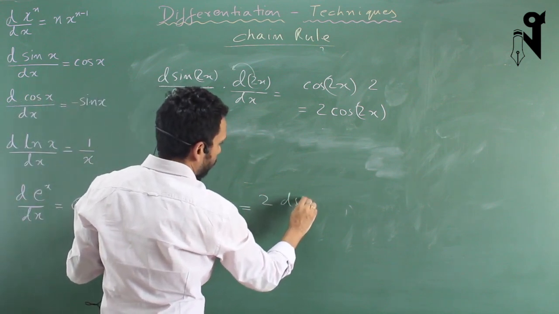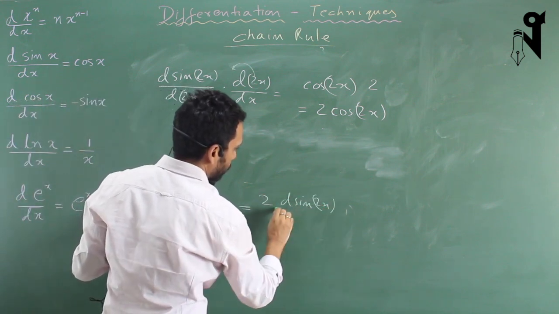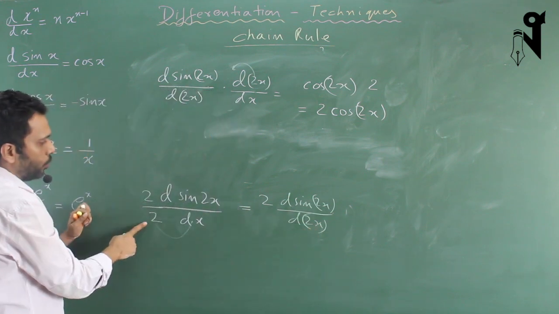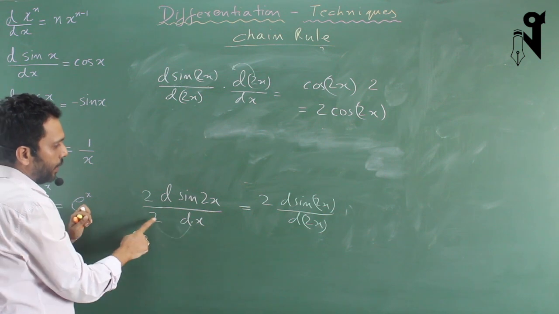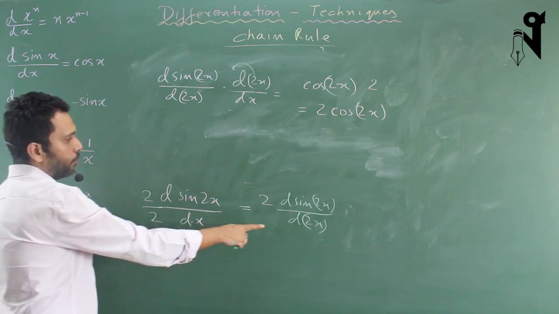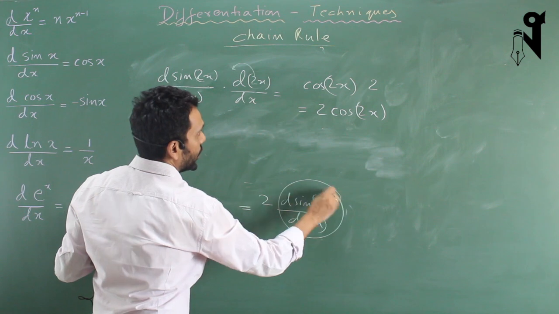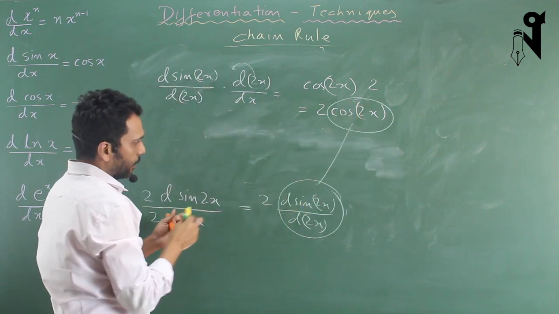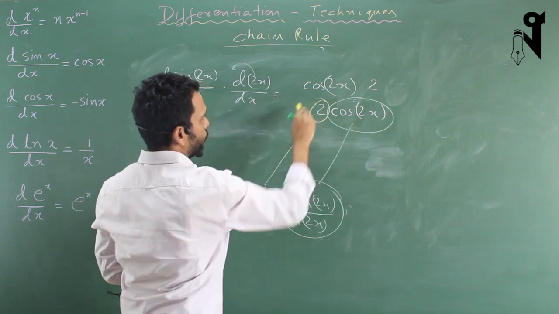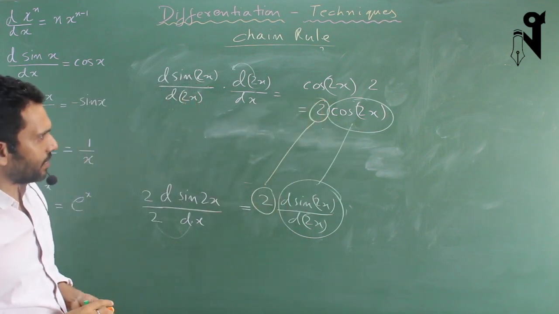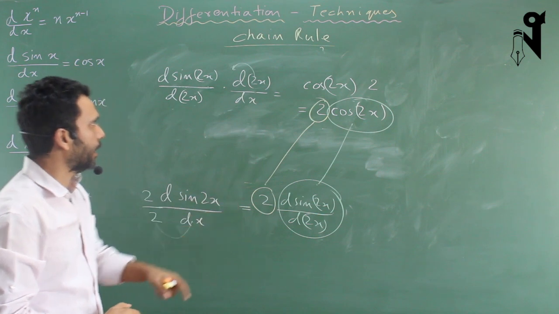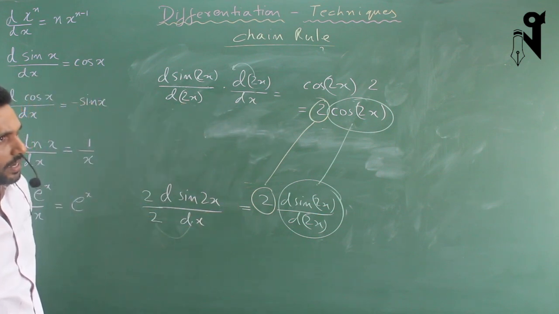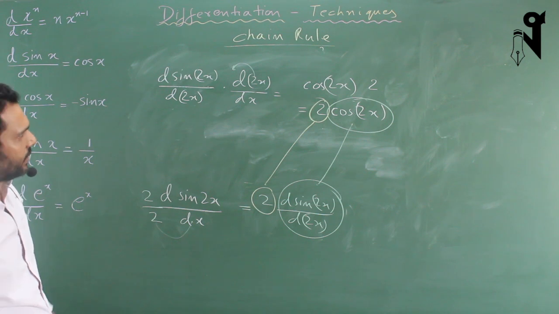If I take the 2 in, what does the question look like? 2 d of sine 2x by d of 2x. You put a 2 on top, 2 on bottom, and instead of dx, you made a d of 2x over here. So this part will give you this answer, and that 2 outside is that 2. Is that clear? So sometimes you can avoid writing the chain if it is a linear thing like this. Got it? Doesn't matter much.